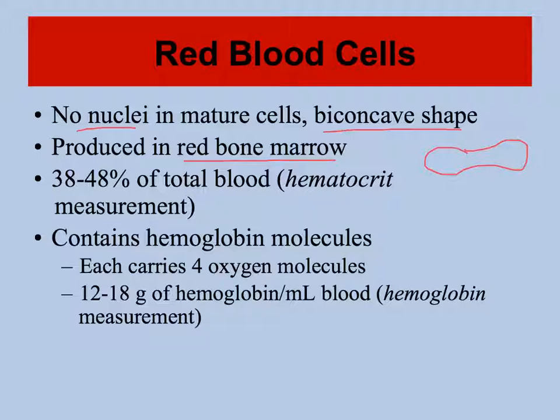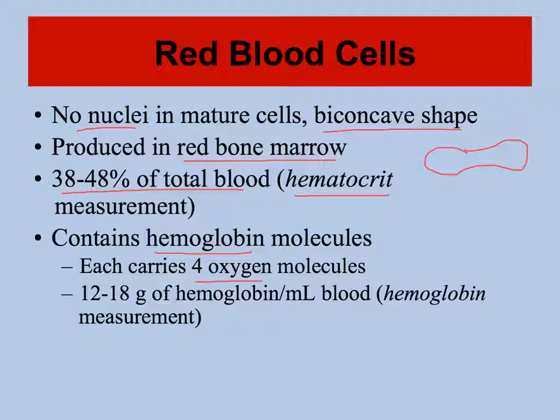Red blood cells make up 38 to 48% of the total blood, and we use that percentage to get a hematocrit measurement. If you've ever had someone analyze your blood and given you a hematocrit number, they're looking at the percentage once it has been spun down in the centrifuge. Red blood cells, of course, contain hemoglobin. And each hemoglobin molecule can carry 4 oxygen molecules.